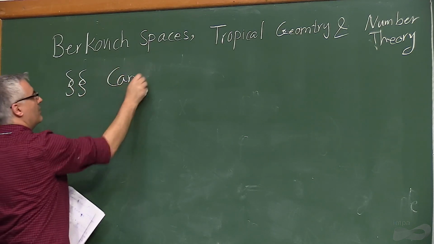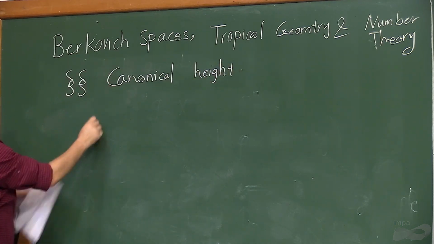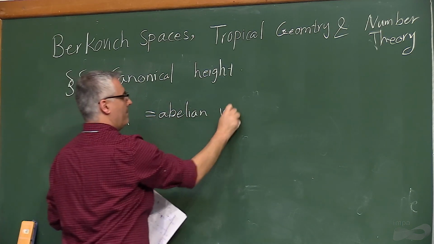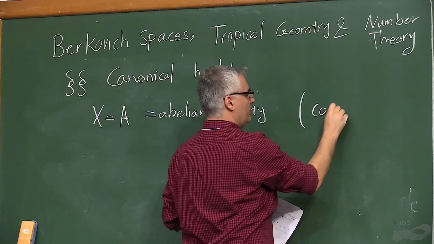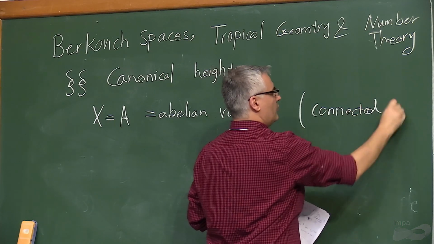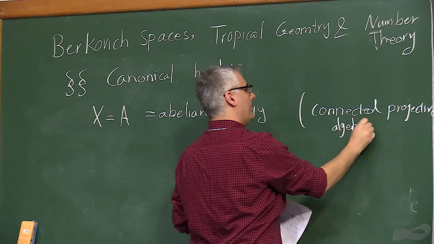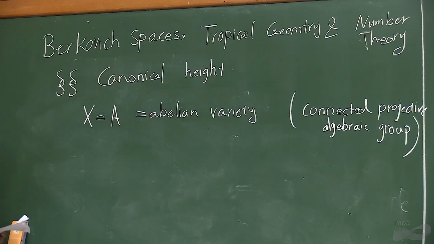So, canonical heights. Now I'm going to assume X is, in fact, an abelian variety. So it's a connected projective algebraic group. A good example is, of course, elliptic curves in dimension 1. And I know many of the people in this audience, including tropically minded people, know Jacobians. Jacobians are important examples of these, and I'll focus on them at some point.